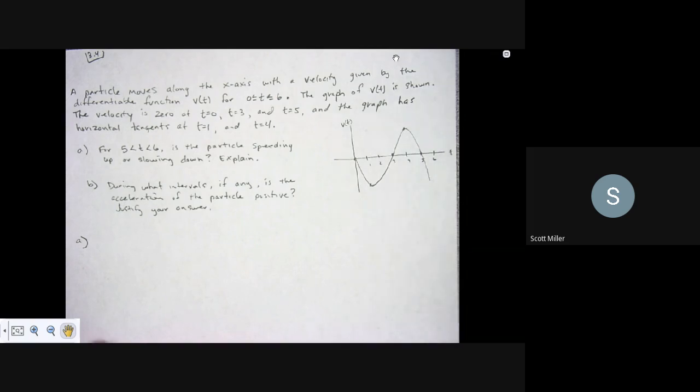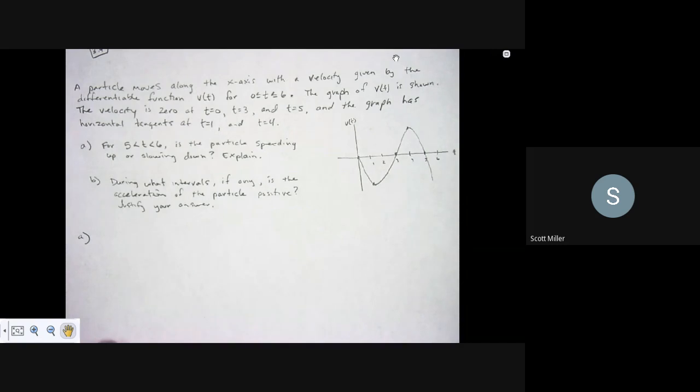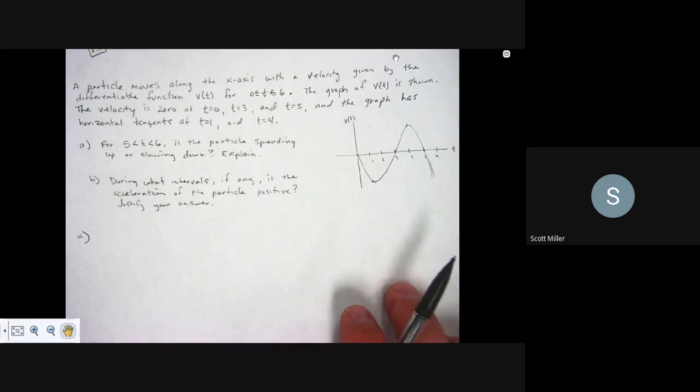But what about the acceleration? Remember, the acceleration is the derivative of the velocity. And the derivatives are basically little tiny tangent lines to the curve. So if I take any point in here between 5 and 6 on this curve, and I draw the tangent line there, I'm going to get a line that has negative slope, which means the acceleration is also negative.